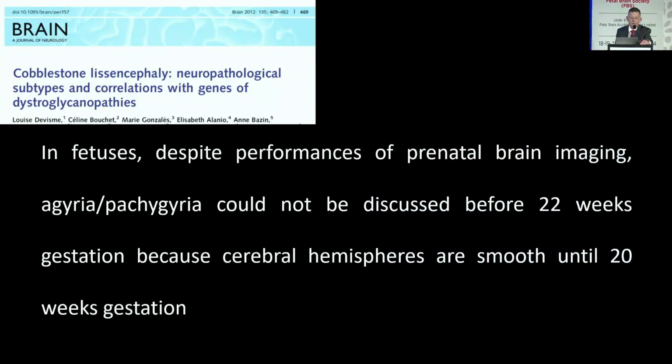You can see this paper was published in a very prestigious journal, Brain, and came from France. They have a lot of cases with neuropathological confirmation of cobblestone lissencephaly some years ago. And this short sentence shows what people think about early diagnosis of malformation of cortical development: in fetuses, despite performance of prenatal brain imaging, agyria and pachygyria would not be diagnosed before 22 weeks of pregnancy because cerebral hemispheres are smooth until 20 weeks of gestational age.